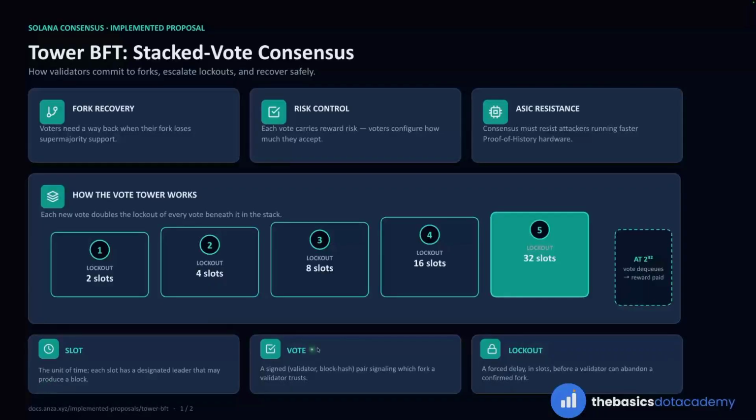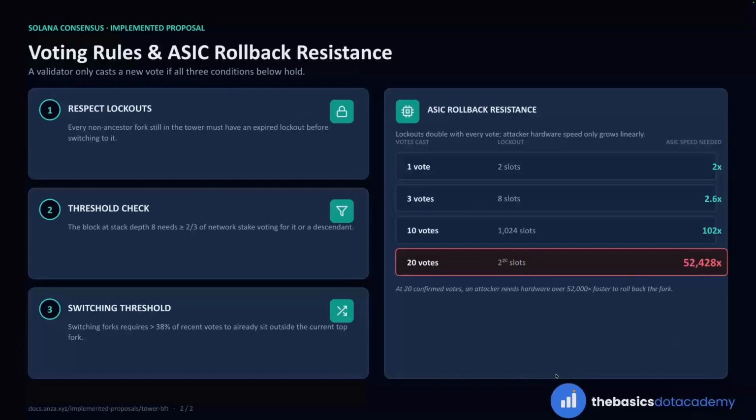What exactly is a slot? It is the unit of time. Each slot has a designated leader that may produce a block. In case of Solana, it is 0.4 seconds. What is a vote? A signed validator block hash pair signaling which fork a validator trusts. And what is lockout? It is a forced delay in slots before a validator can abandon a confirmed fork.